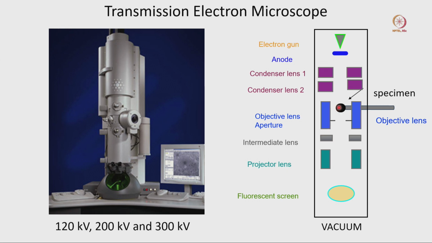The specimen goes here, where there are 2 objective lenses, called the upper objective lens and the lower objective lens. When the electron beam goes through the 3D object, it will pass through this objective lens, then the intermediate lens and projector lens, and it will give us an image here on the fluorescent screen. So, let us take a look at how the electron beam goes through our sample and gives us an image. Here the electron beam is passing through the sample and we are getting a 2D image.